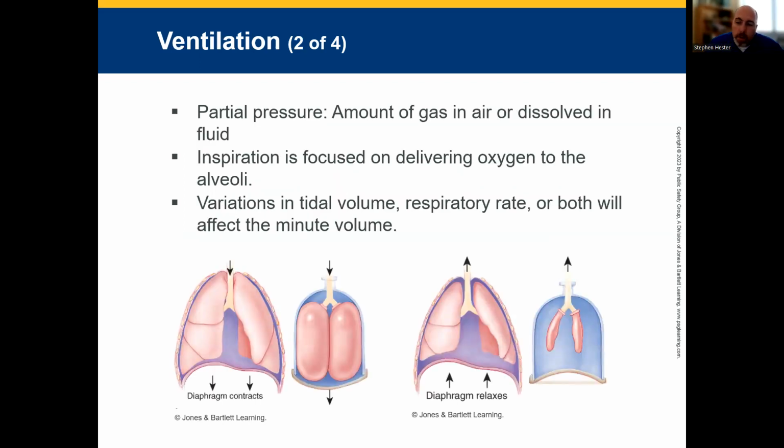All right. Partial pressure is the amount of gas in air or dissolved in fluids such as blood. It's measured in millimeters of mercury, and the body attempts to equalize the partial pressure, which results in oxygen diffusion across the membrane into the blood.